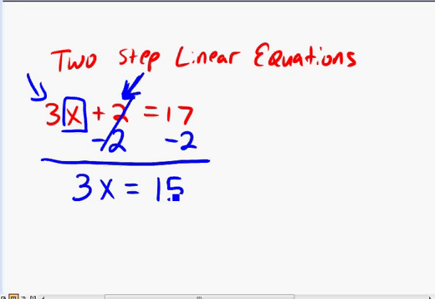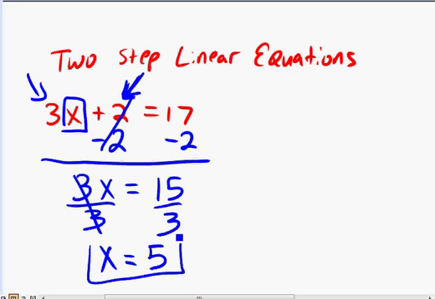And from here, it's very similar to what we did before in one step. We're going to find a way to get rid of the 3. Well, we can divide both sides by 3. The 3s here will cancel to 1. We get x equals 15 divided by 3, which is 5. There you go.